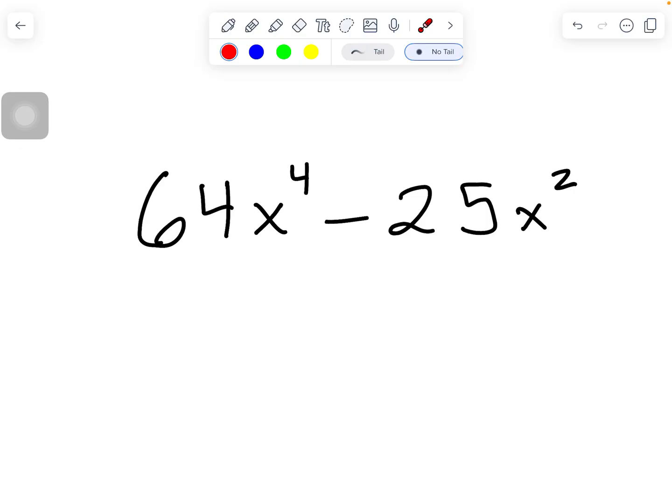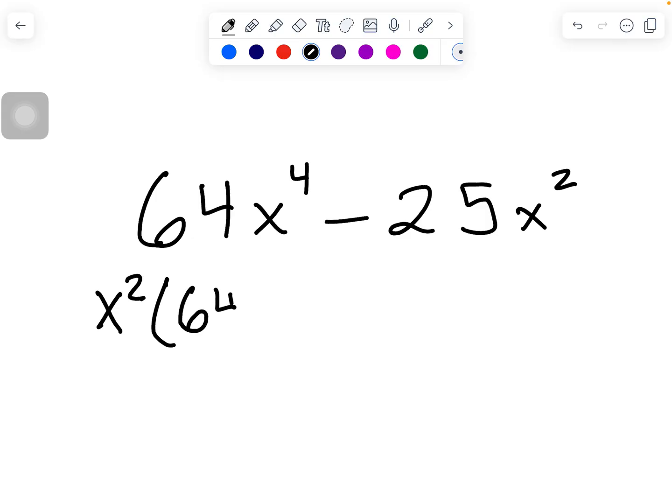Okay. Now, with all factoring methods, you usually want to look for a GCF first, and I noticed that I do have a GCF here. I can't divide these numbers by a common number, but I noticed that both of my terms have x's. This last term has 2 of them, and this one has 4. So I can take out an x squared from both of those terms. So then I'm left with 64x squared minus 25.